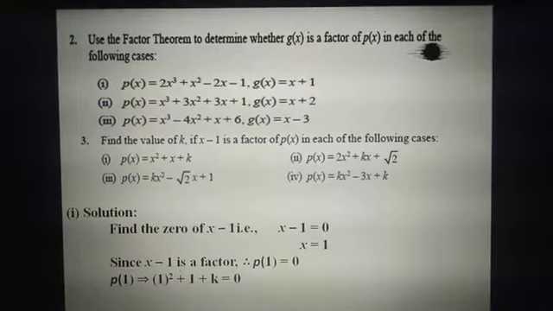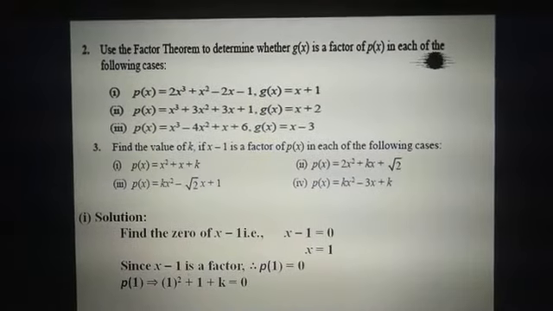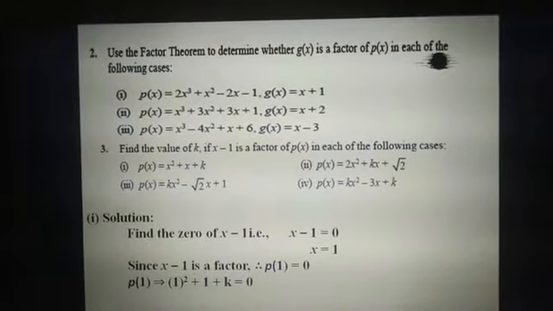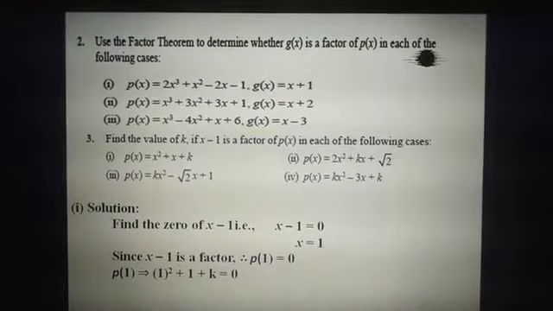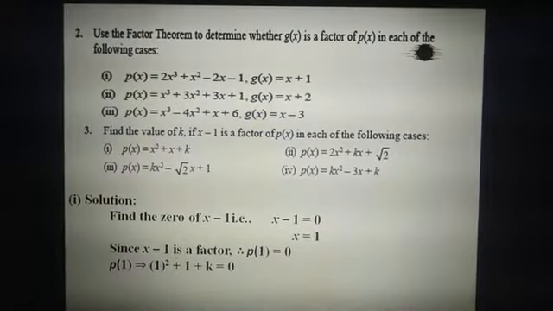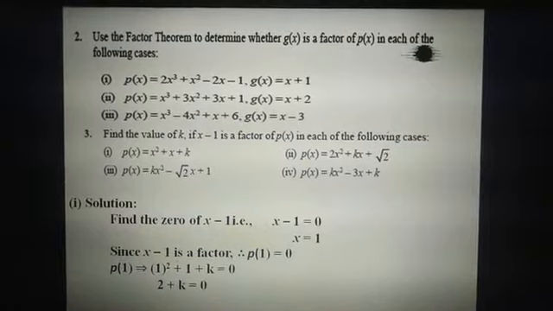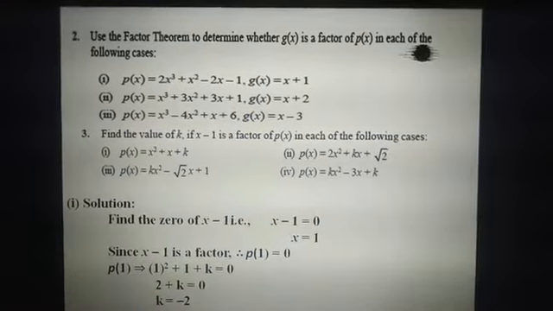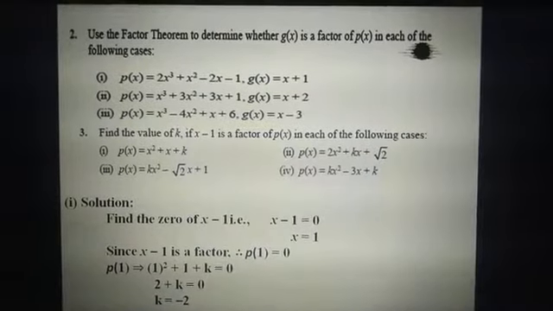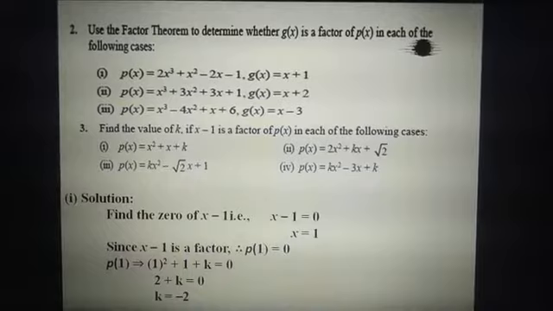So p of 1 means substitute the x value as 1 in p of x. So 1 squared plus 1 plus k is equal to 0, since p of 1 equals 0. So 2 plus k is equal to 0. k is equal to minus 2. Like this, do the remaining sums by yourself.